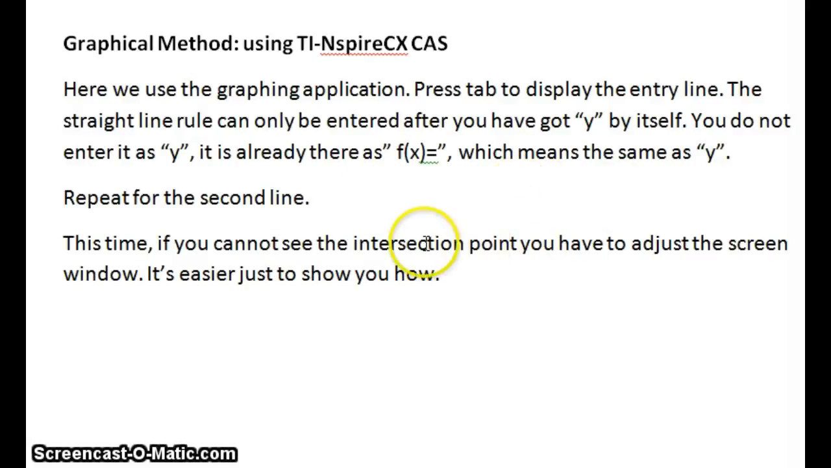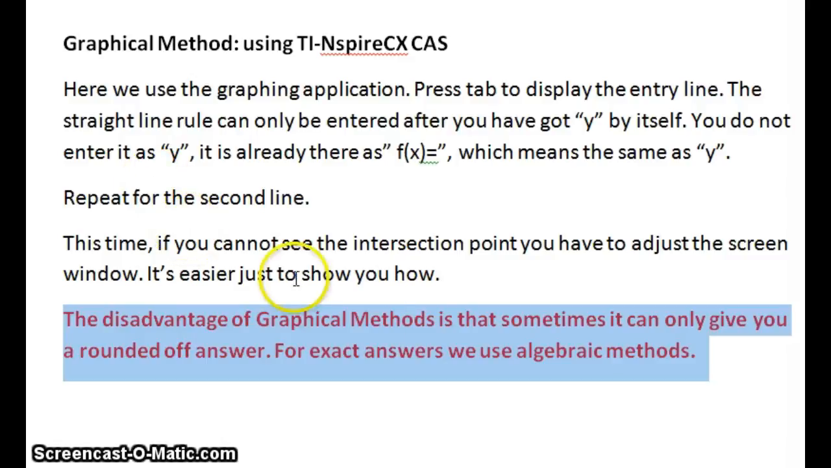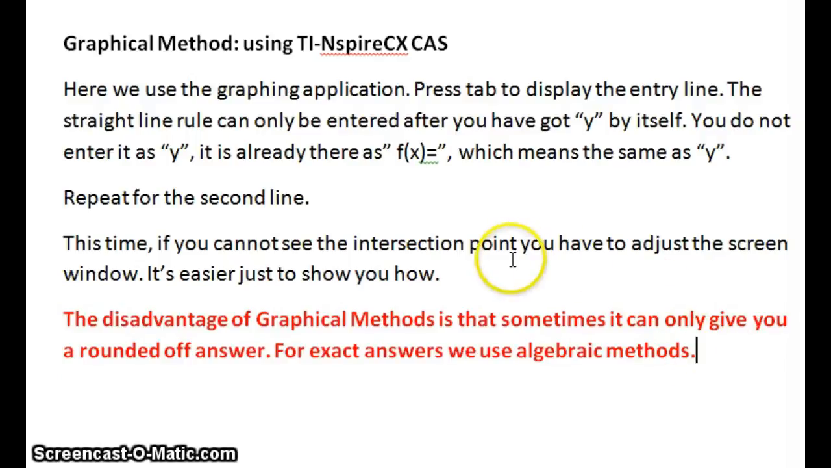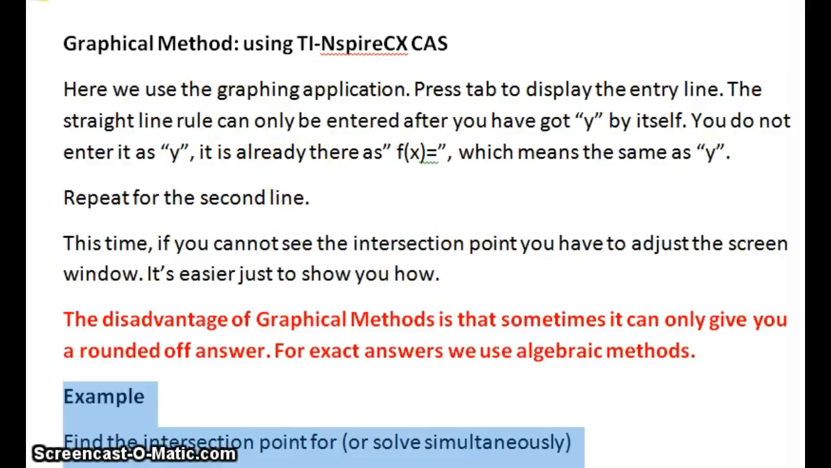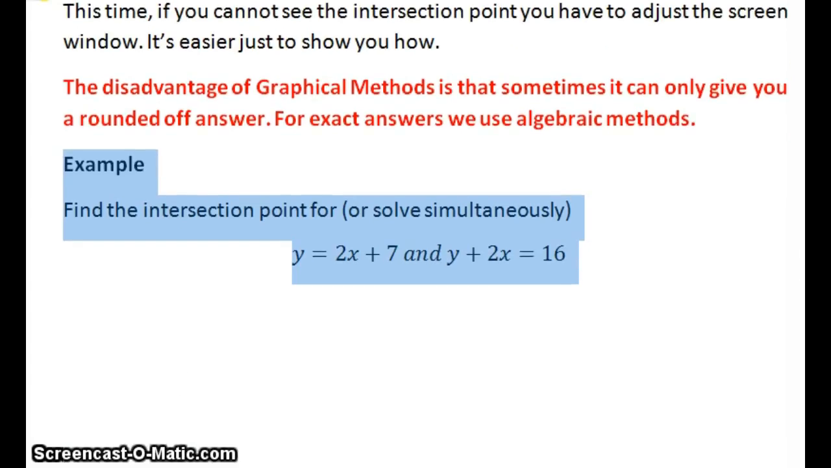Sometimes you can't see the intersection point on the window, and I'll show you in an example how you adjust the screen to see that. One of the disadvantages of graphical methods is that sometimes it can only give you a rounded off answer. So that's why there's another method using algebra to find the intersection point of these things. Anyway, let's look at an example to show you.